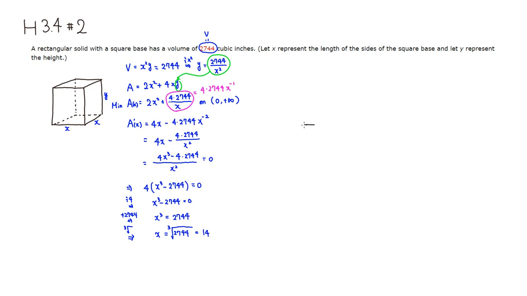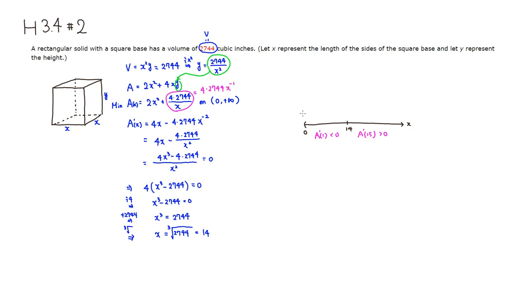If you want to see if this really gives you the minimum, we can draw a number line here. 14 is the critical number, starting from 0. Then let's think about A prime. You can plug in anything smaller than 14, so I'm going to try 1. Plugging 1 in, 4 minus 4 times 2744 is going to be negative. For anything bigger than 14, I'm going to plug in 15. 15 cubed is going to be bigger than 2744, so it's going to be positive.